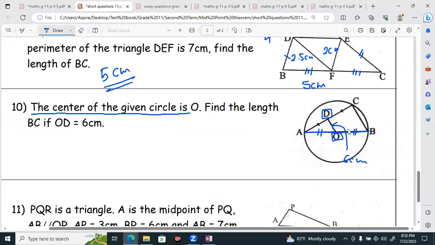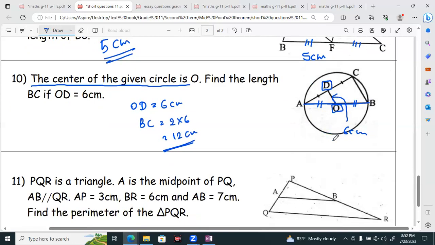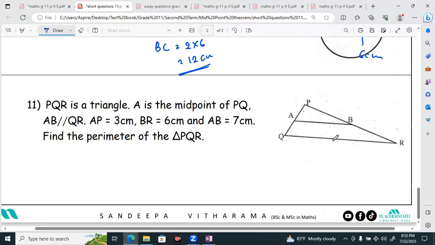Okay, then we can detect that DO is the straight line segment which joins the midpoints of two sides of a triangle. So it is half of the BC. Then OD equals 6 centimeters, means BC equals 2 times 6, which is 12 centimeters. Actually, if you forget the midpoint theorem, you will be very helpless to obtain the answer. Just apply the midpoint theorem. Okay, 11th one.